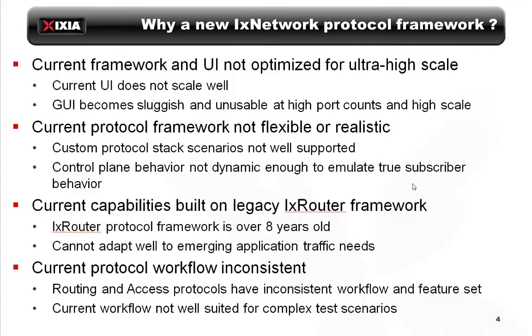Okay, the next question might be why a new framework for IxNetwork? What was wrong with the old one, or why did this need to be done? Well, the current IxNetwork protocol framework is not optimized for ultra high scale. It does not scale well. You can only have so many protocol interfaces, and the GUI starts to become sluggish. High port counts, high scale. The new framework is definitely more optimized for much higher scale, a small footprint environment as far as memory and CPU, and again, the scale is definitely next gen.